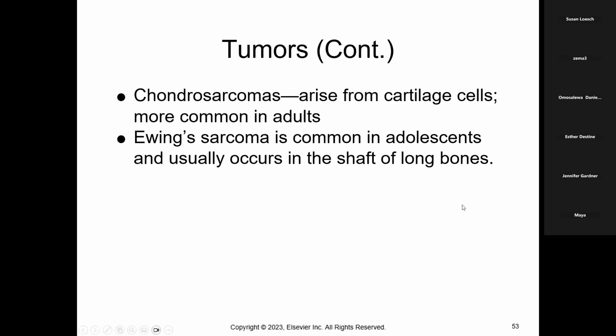Ewing sarcoma is another one. That is a malignant tumor in adolescence, and that also occurs in those long bones in the diaphysis. And then your chondrosarcomas, these come from the cartilage. They're more common in older adults. But the Ewing sarcoma, they like to ask about, and also the osteosarcoma. So those two I would really know.